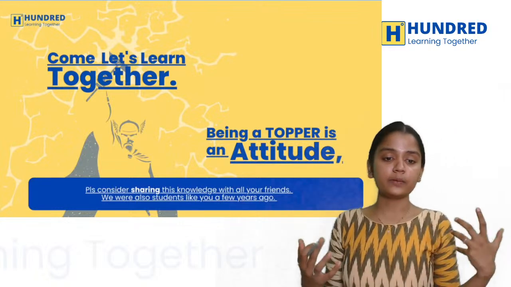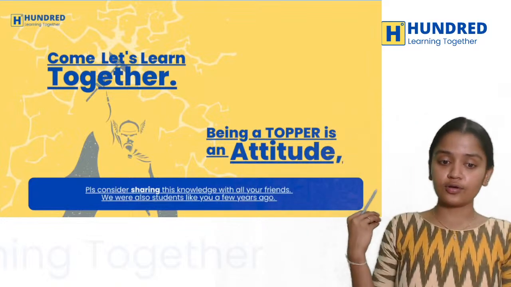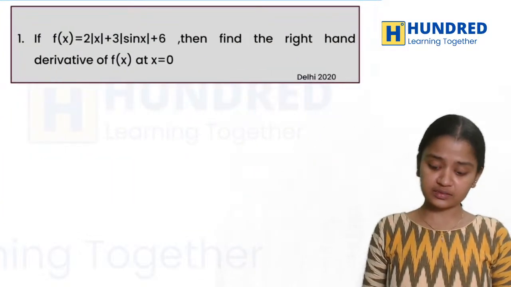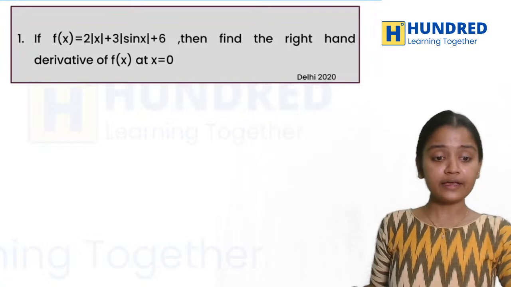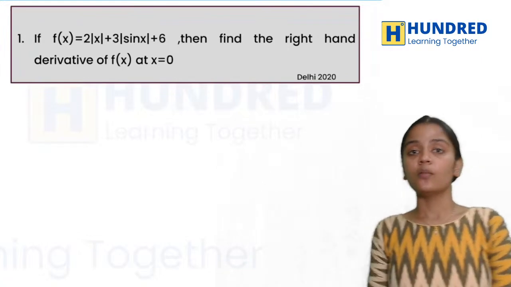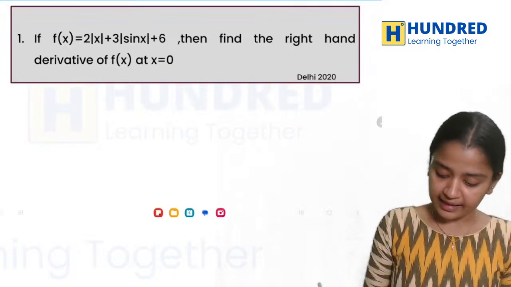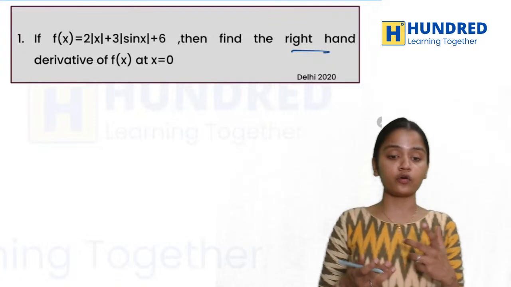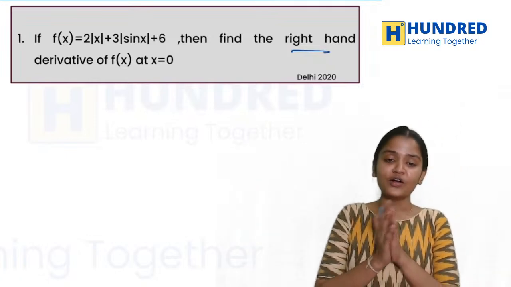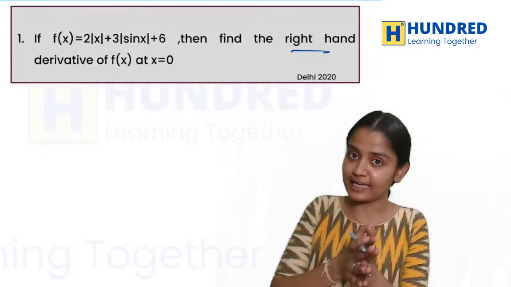Today we'll mainly be discussing the previous year solved questions only. So, let's get into the video. In the first question, what have they given? If f of x is equal to 2 mod x plus 3 mod of sin x plus 6, and they ask us to find the right hand derivative of f of x. They have asked only for the right hand derivative.